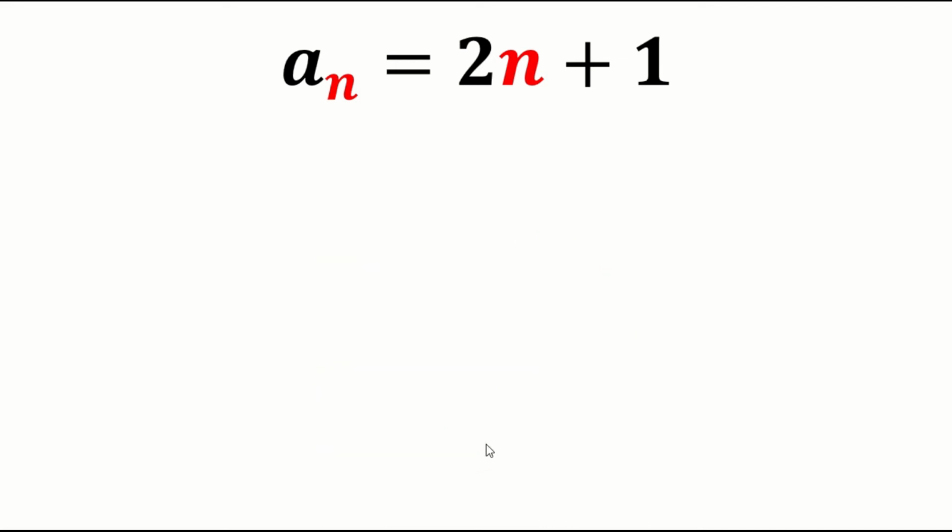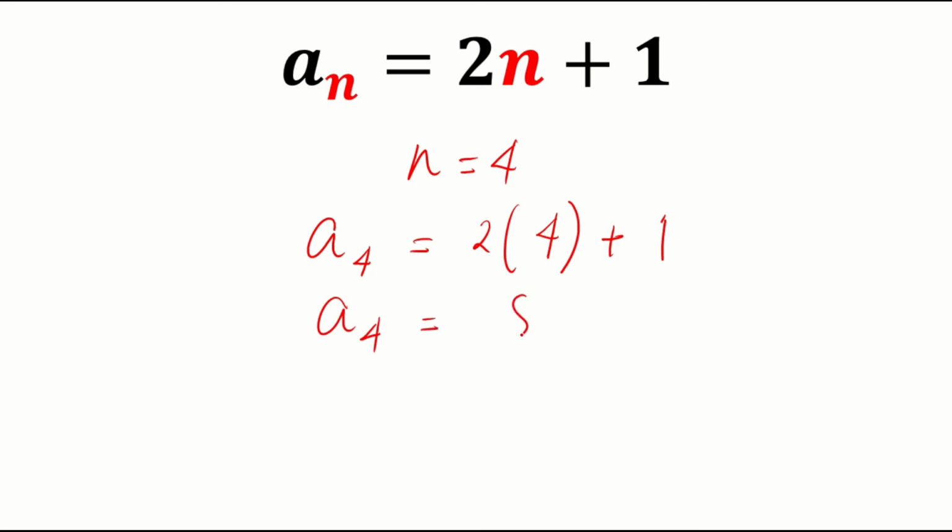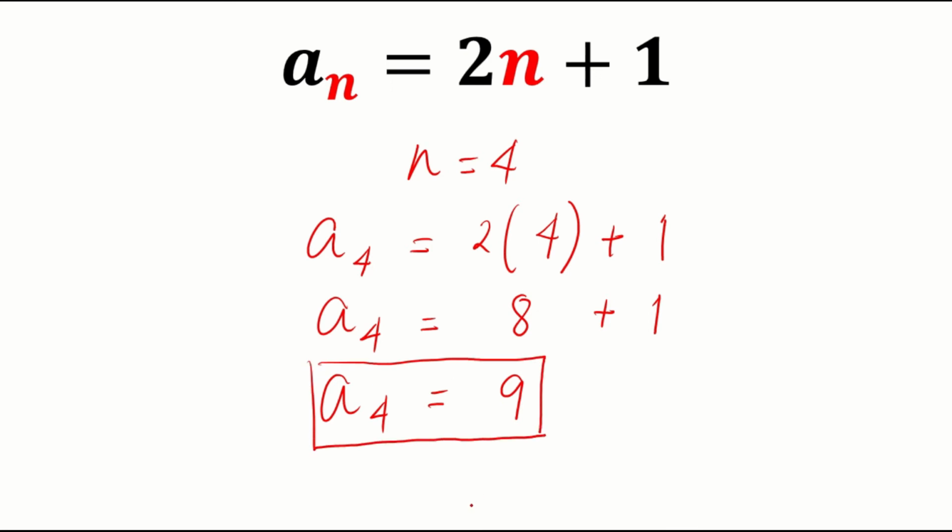Step 4. Find A sub 4. Substitute 4 to n in A sub n equals 2n plus 1. We have A sub 4 equals 2 times 4 plus 1. Because 2 times 4 is 8, we now have A sub 4 equals 8 plus 1. 8 plus 1 is 9. Therefore, A sub 4 is 9, or in other words, the fourth term is 9.